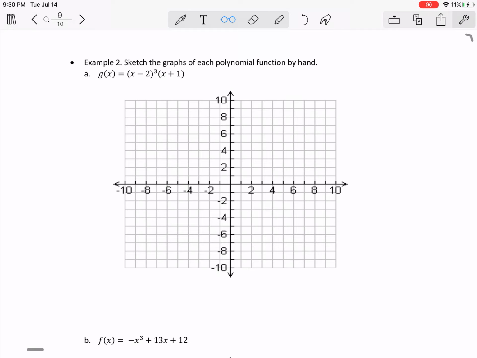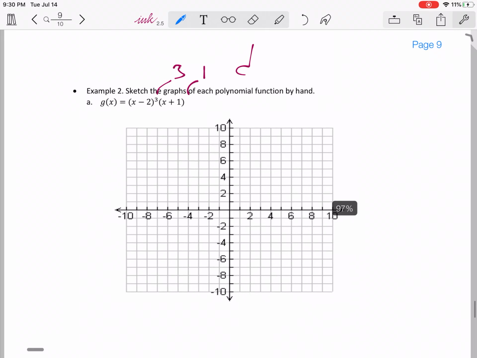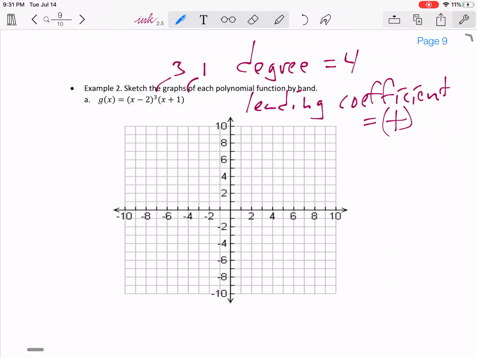And what we've got here is a cube, right? So we've got a 3. And this one's to the power of 1. So if you put these two together, what you have here is a degree equal to 4. A cube and a 1 gives you a degree of 4. The leading coefficient here is going to be positive 1.